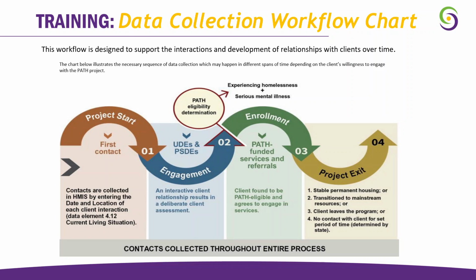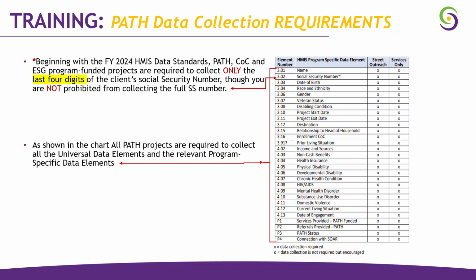The enrollment is specific to PATH programs only and not other street outreach programs. But for PATH programs, enrollment is when it's determined whether or not a client is eligible for PATH services and then can receive those services. And the project exit is when the client leaves the PATH program. There's a number of different reasons, as you can see listed here: housing, transition to a different source or a different resource, the client leaves the program, or the client simply is no longer able to be contacted after a set amount of time.